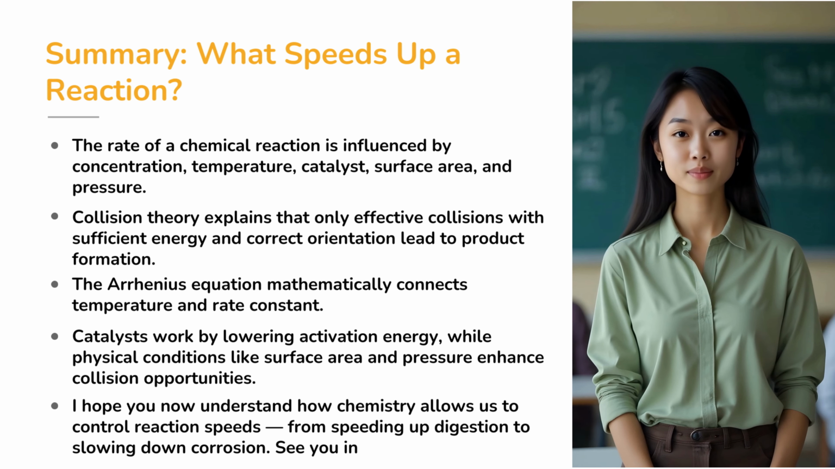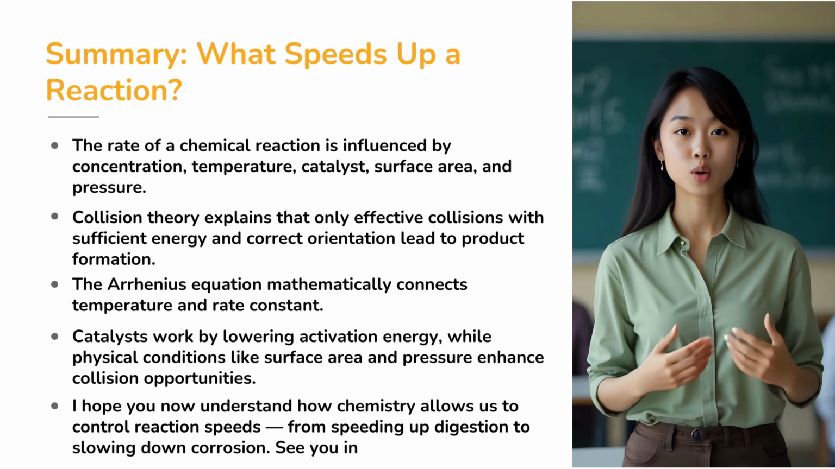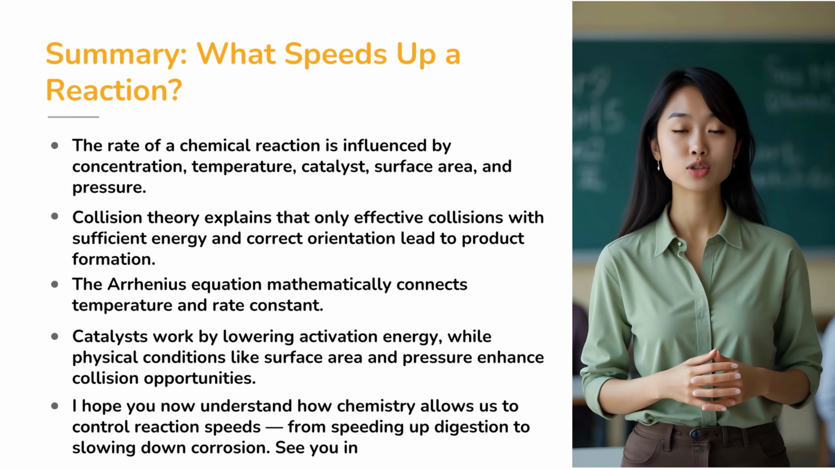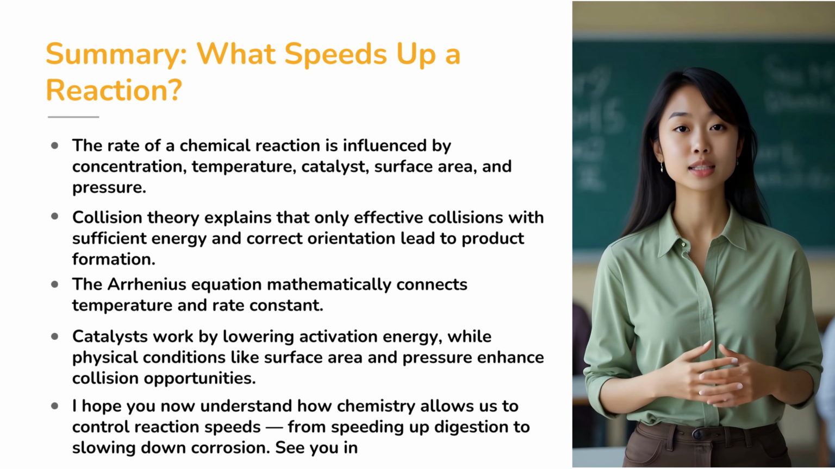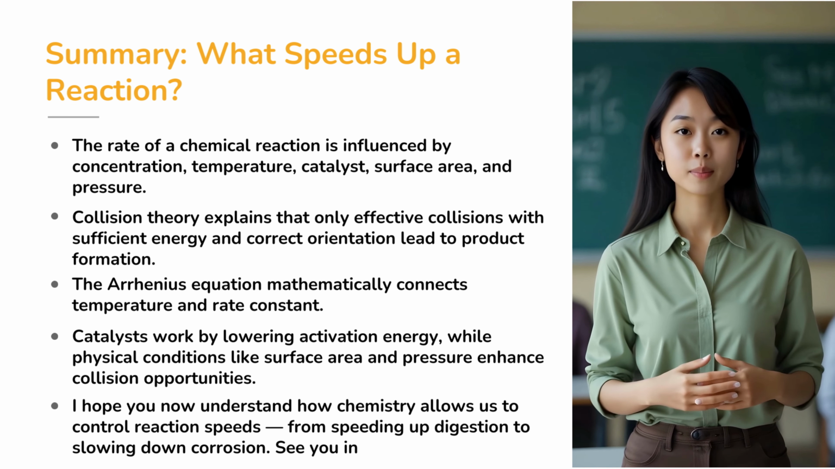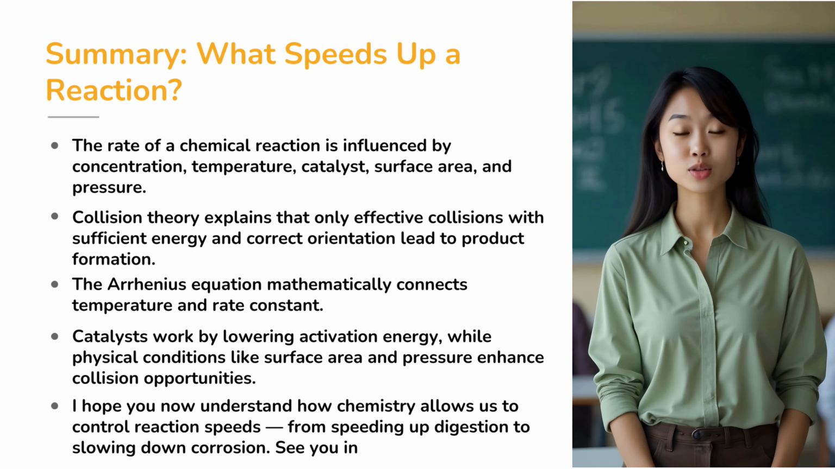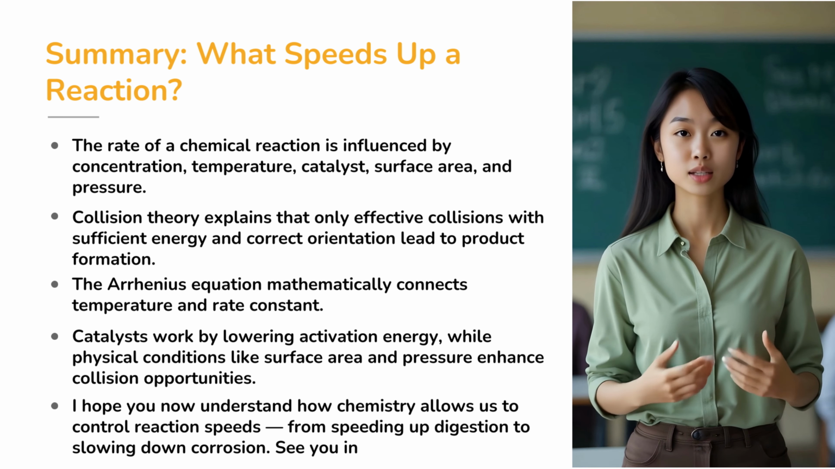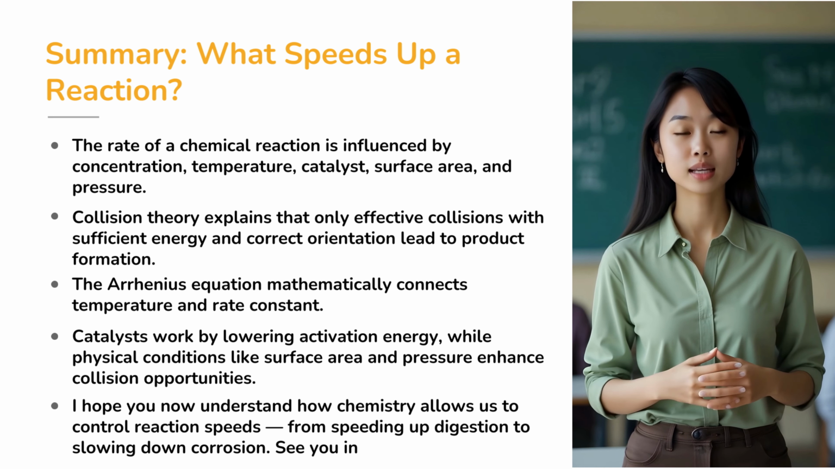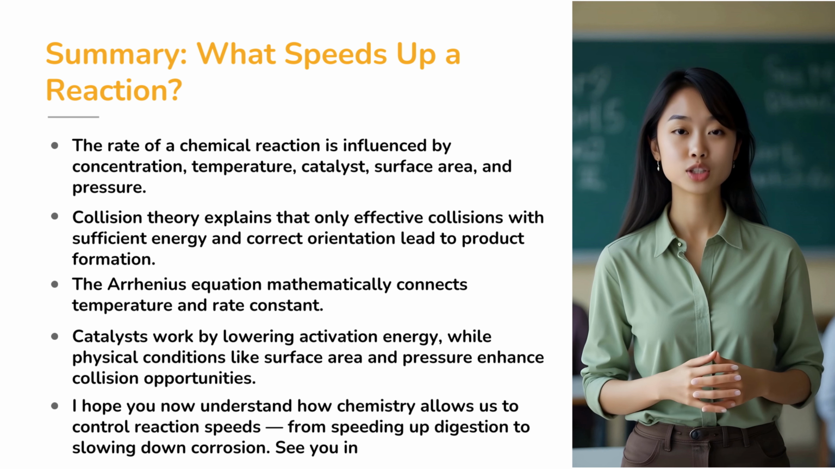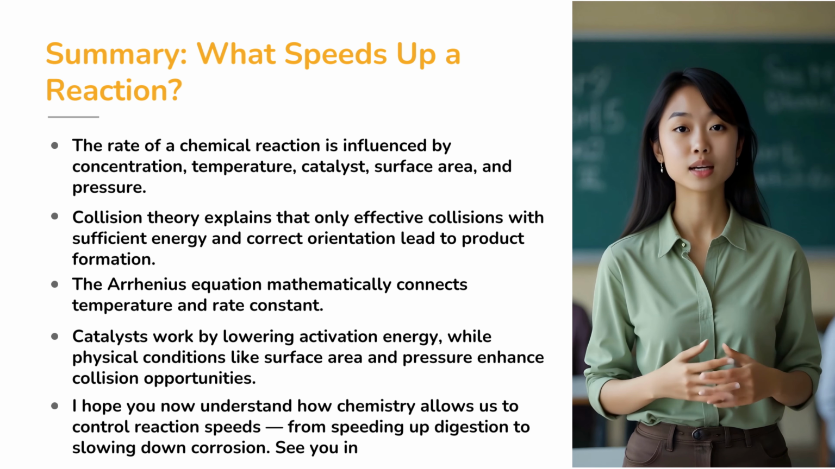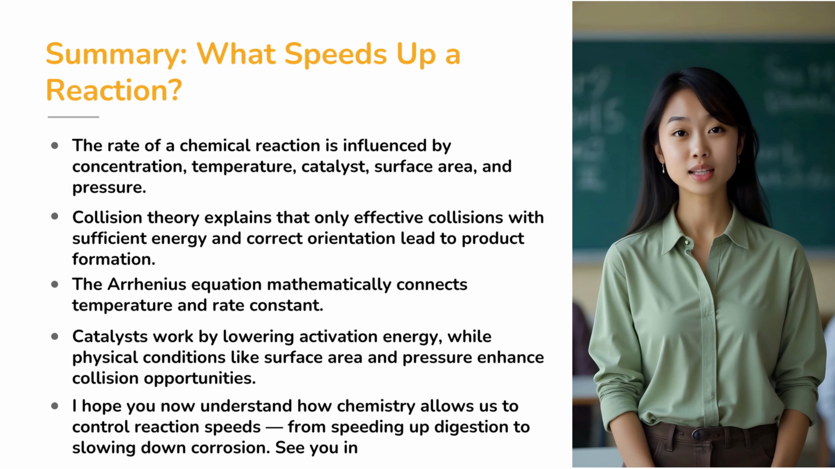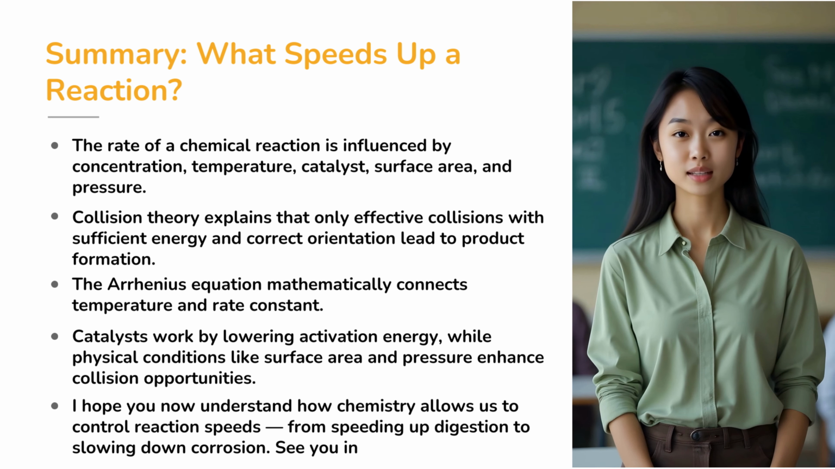So to wrap things up, the rate of a chemical reaction depends on how often and how effectively reactant molecules collide. By increasing concentration, raising temperature, adding a catalyst, enhancing surface area, or applying pressure, we can control how fast reactions occur. All of this ties back to the collision theory and activation energy. Only those collisions that are energetic and properly oriented result in product formation. The Arrhenius equation gives us a quantitative way to understand how temperature affects the rate constant, and energy diagrams show us why catalysts are so effective.